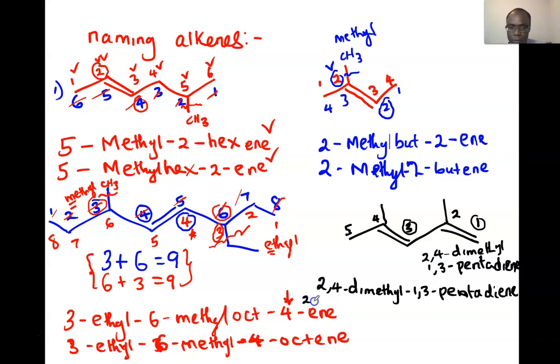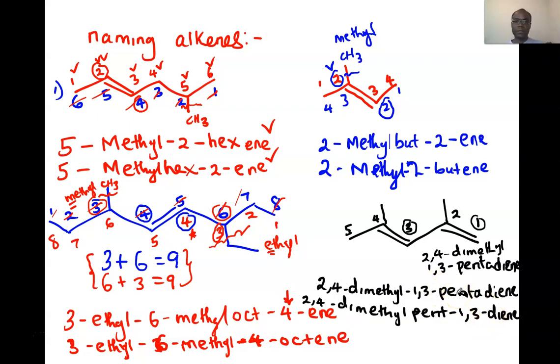Alternatively, the name would have been written as 2,4-dimethylpent-1,3-diene. So when there are 2 double bonds it is diene, when there are 3 double bonds it is triene, and you have to specify the positions like I did here, 1, 3.